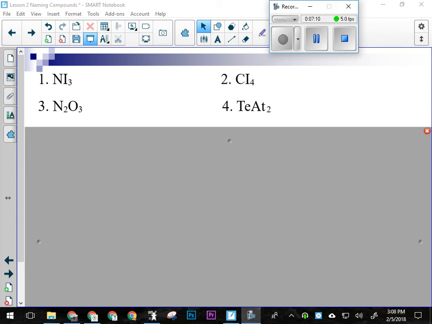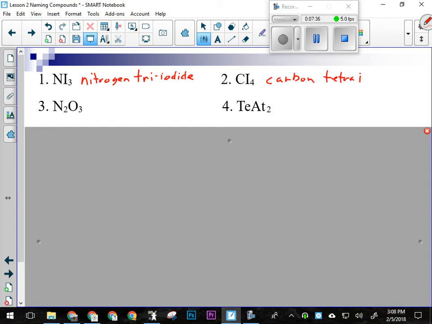So start off with the first one here. We've got nitrogen and iodine. Okay, so this is going to be nitrogen. Doesn't need a prefix because there's no number on it. Triiodide. Okay, for number 2, we've got C, which stands for carbon. And we've got 4 iodines, so that's going to be tetraiodide. Again, no capital letters here, guys, and that's something that everyone really needs to work on, because when I walked around, I was still seeing a lot of capital letters on names on people's papers.